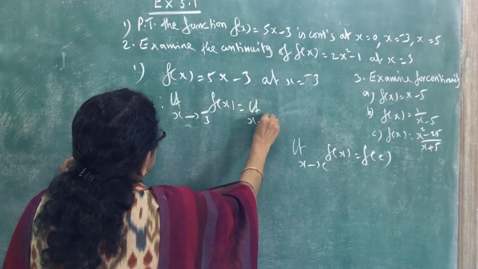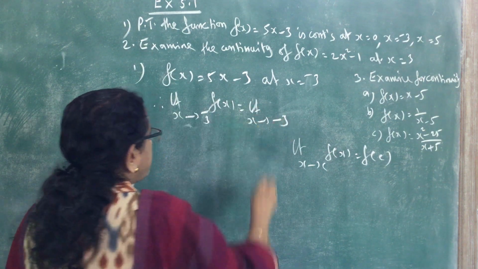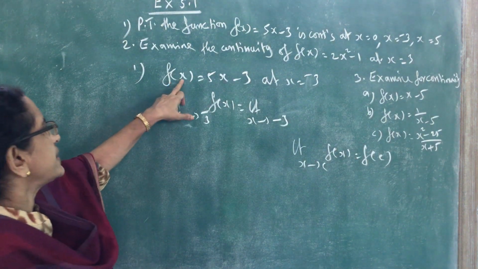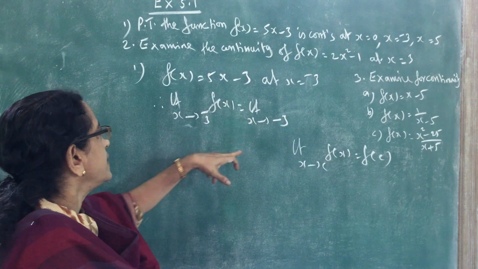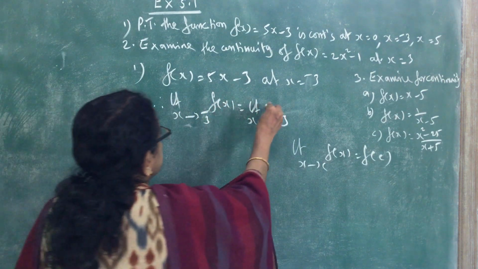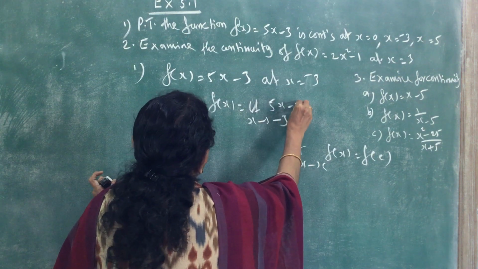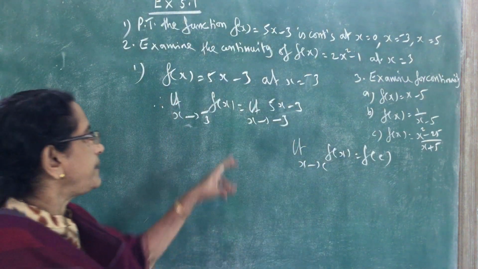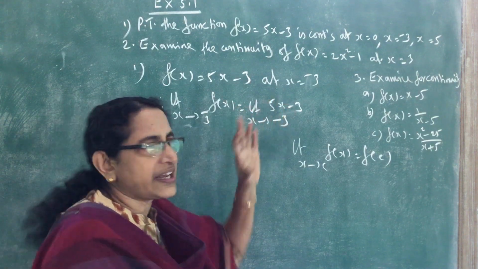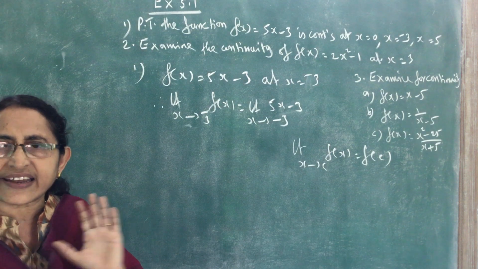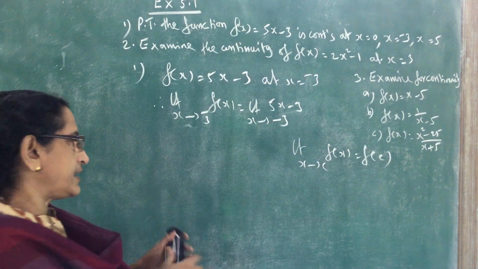That is equal to limit x tends to minus 3 f of x. What is f of x? The given function is 5x minus 3. So in the place of f of x, we substitute 5x minus 3. Now we have to evaluate the limit, x tends to minus 3. Remember that it is not the left hand limit. It is a direct limit.